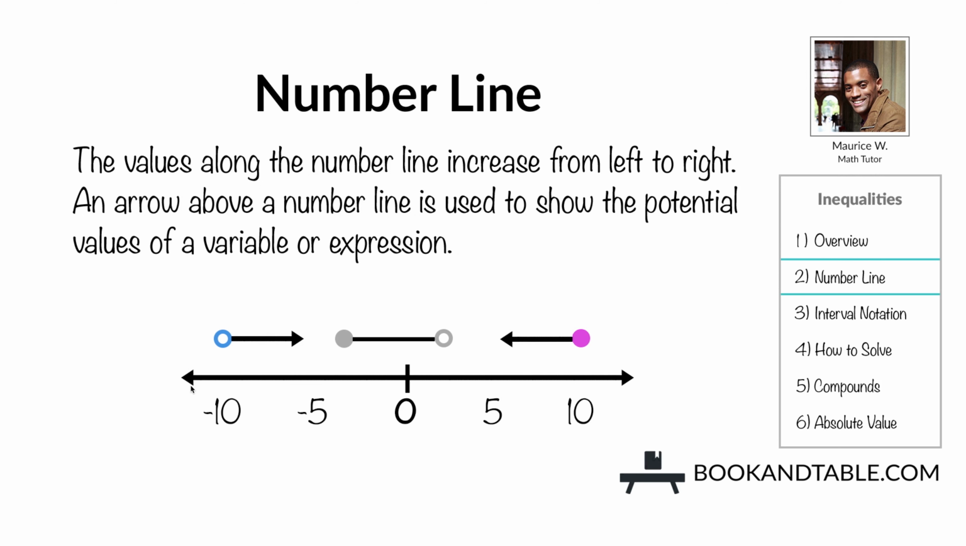The number line has a set of values that increase from left to right. In the middle, we have the number 0. As we move to the left, the values become more and more negative. Negative 1, negative 2, negative 3, negative 4, negative 5, and so on. And as you move to the right, the values get larger. 1, 2, 3, 4, 5, and so on.